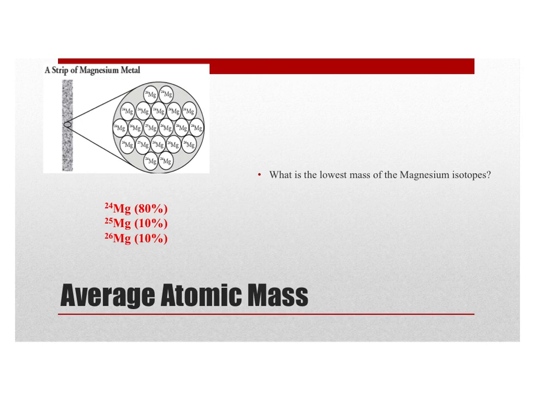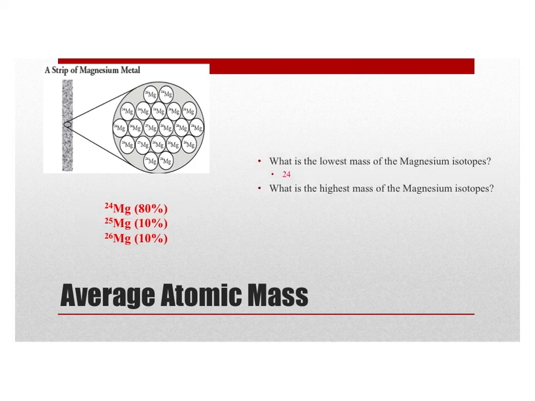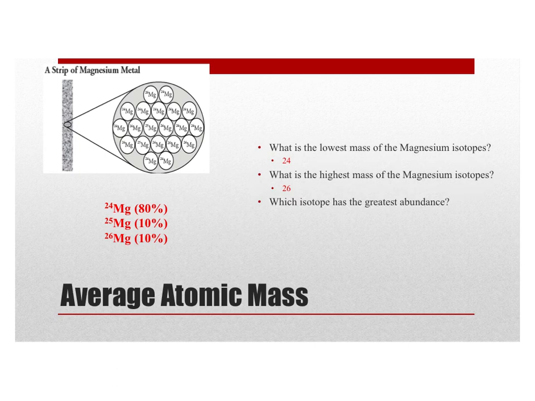Okay, let's do one more. Let's do our magnesium from earlier. What is the lowest mass of magnesium we have? Well, again, these are the mass numbers, so our lowest mass is going to be 24. What is the highest mass of our magnesium isotopes? Well, obviously 26. So at this point, we know that this is going to be somewhere between 24 and 26 as an answer.